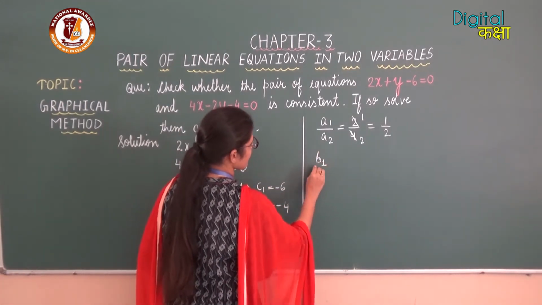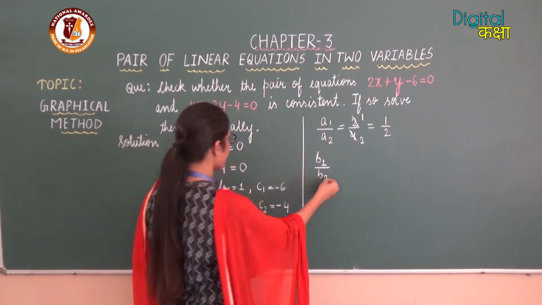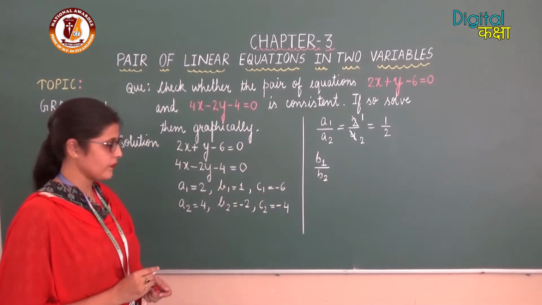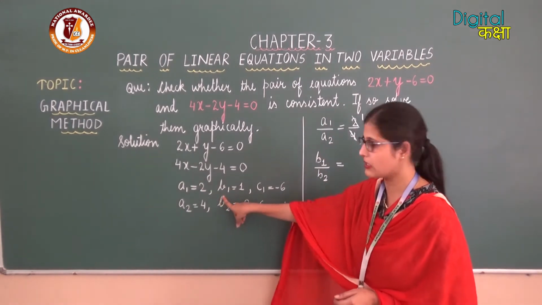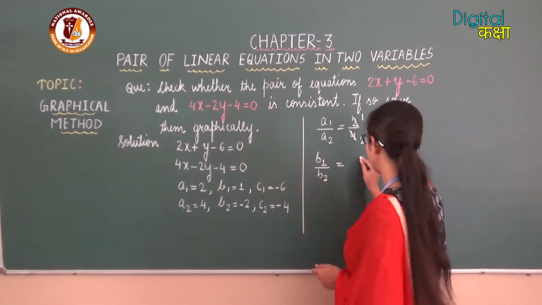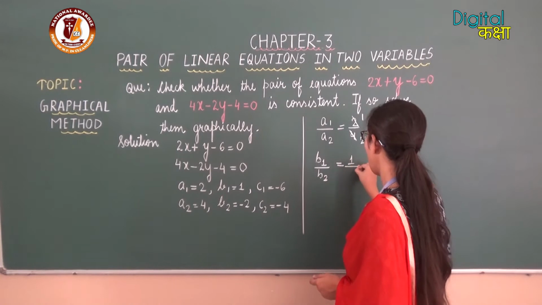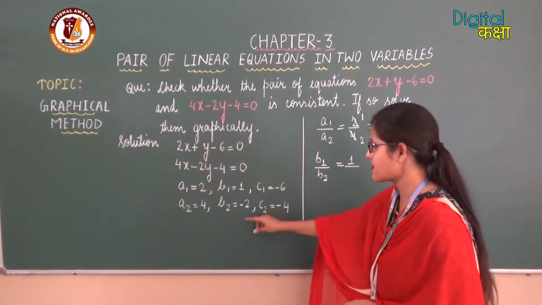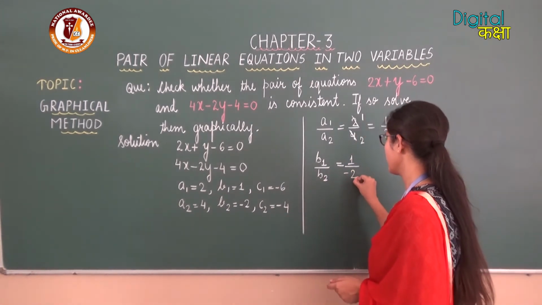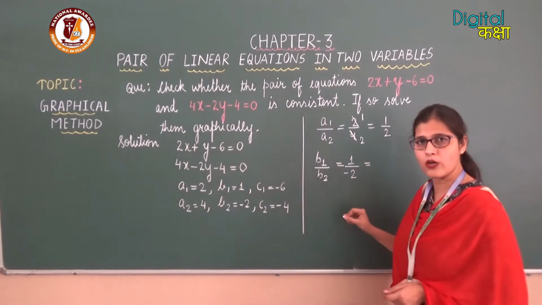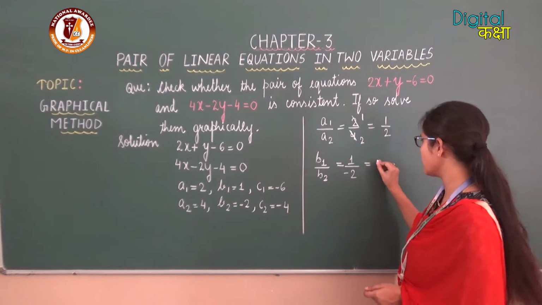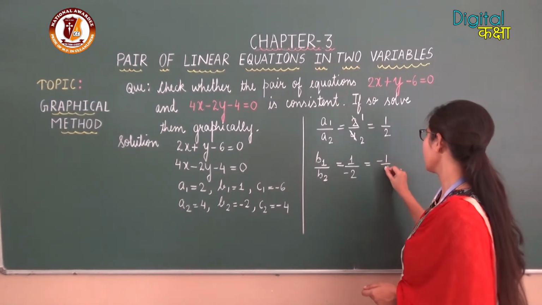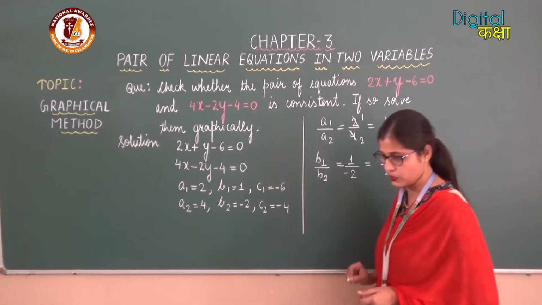we will be writing the ratio of B1 upon B2. What is the value of B1? As we have already written, it is plus 1. And the value of B2 is minus 2. In the standard form, this negative sign will be shifted to the numerator. So, the ratio will be minus 1 upon 2.